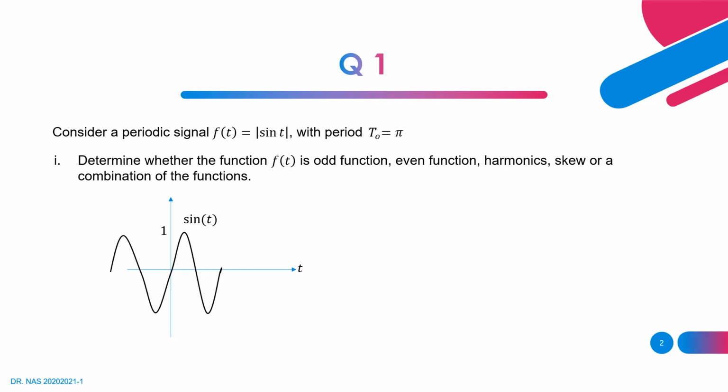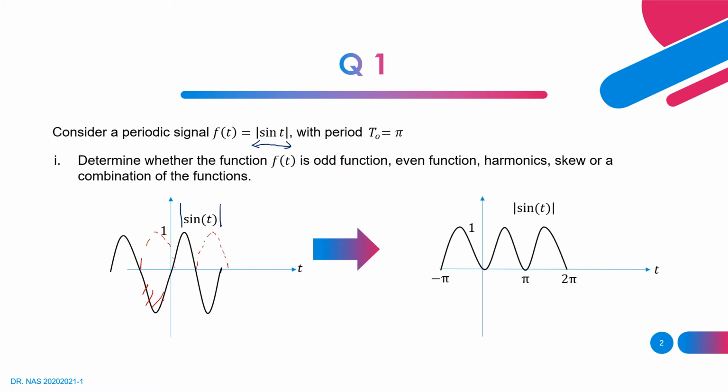But in this case we have the modulus, modulus sine t. When it has modulus, it means that all the negative amplitude will be positive. So all this negative amplitude will be positive, and this one as well. So the signal looks like this.